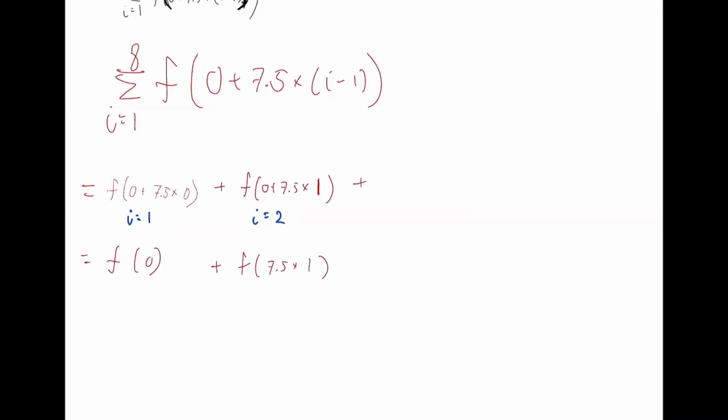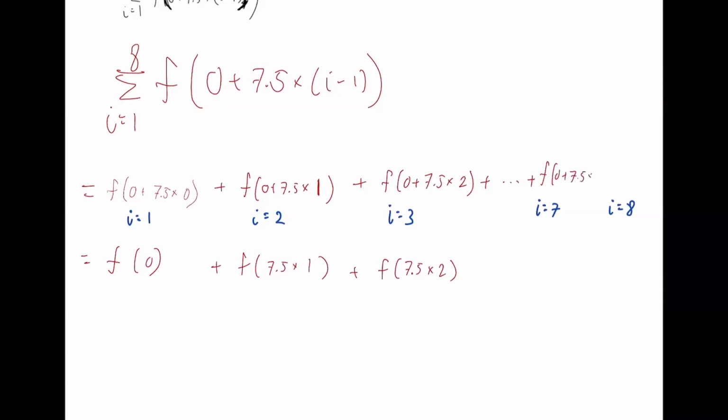Next one, when i is equal to 3, what do you get? f of 0 plus 7.5 times what? 2. Simplify as 7.5 times 2. Can you see the pattern already? Yeah. All the way. I'm going to skip and go to i equals 7. Then the last one, i equals 8. So f of 0 plus 7.5 times 6 plus f of 0 plus 7.5 times, no space, wait.